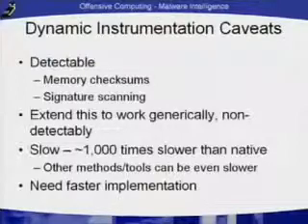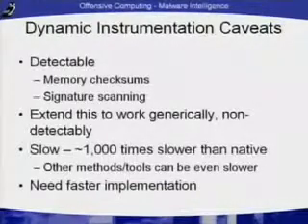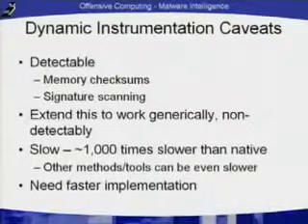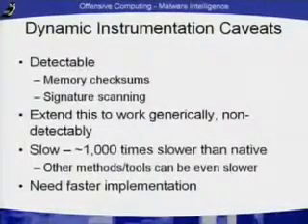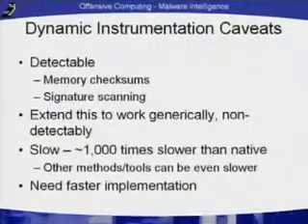Okay. The problem with dynamic instrumentation is that it's extremely detectable. Intel's Pin actually inserts itself into process memory and does checksumming, so it'll come across these and basically find it. So signature scanning that's implemented in harder packers like Armadillo and Themida will find this. So we need to extend this to work generically and non-detectably.